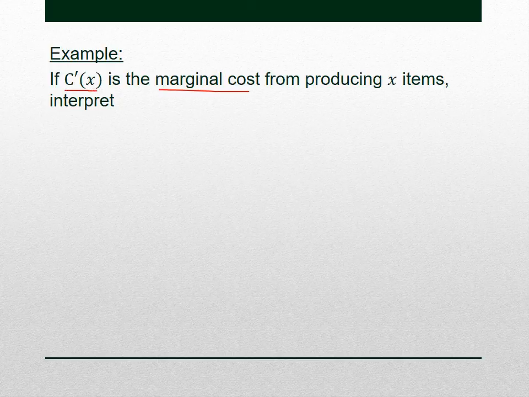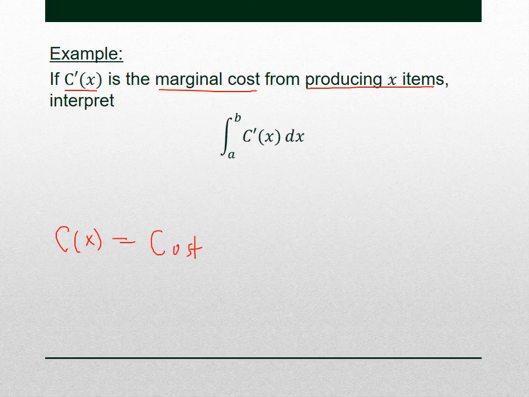So if C prime is the marginal cost, then C of x is going to give you the actual cost of making X things or producing X items. So again, if we are given the marginal cost, then the antiderivative C would be the actual cost. So if we want to interpret the definite integral from a to b of C prime of x, by the fundamental theorem of calculus, that's C of b minus C of a, and that's going to give us how the cost has changed from when we made A things to when we made B things.